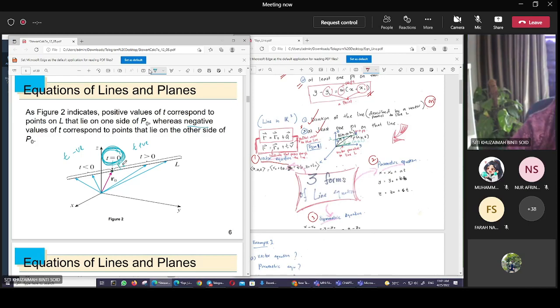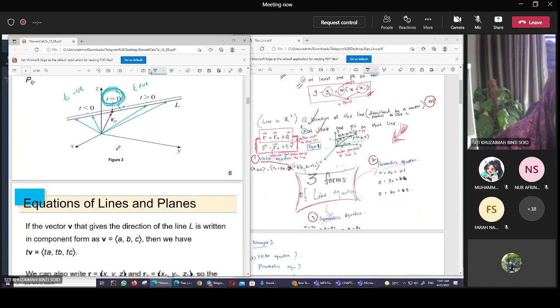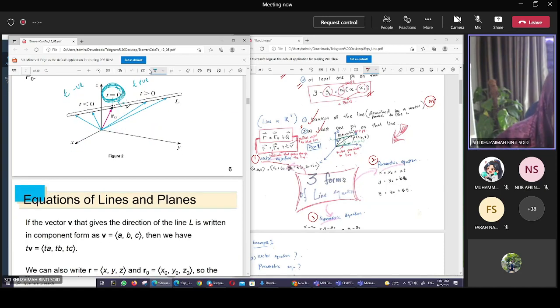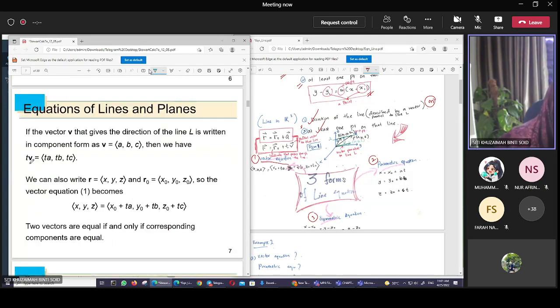Because sometimes we need two points. So how do we know? By substituting this T with any value, we can get a few points. You need some knowledge, but let me just tell you first. When we get the vector equations or parametric, symmetric, and we substitute the T, we can get another point that lies on this line.